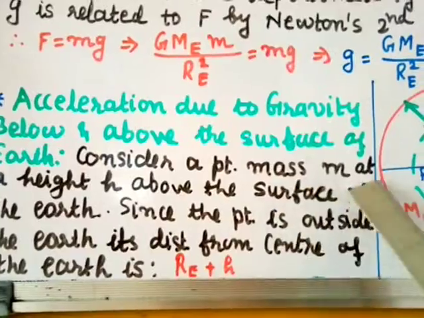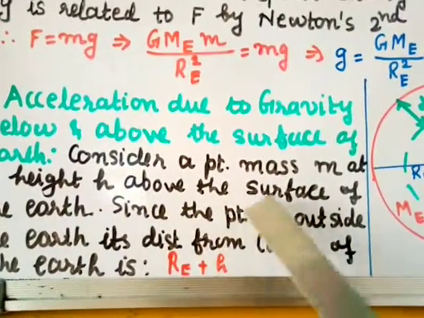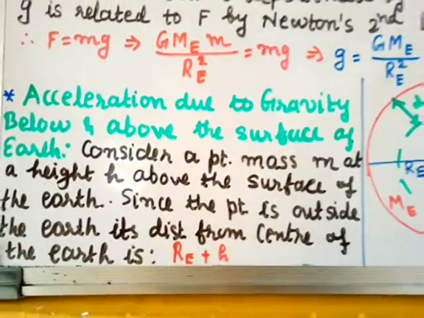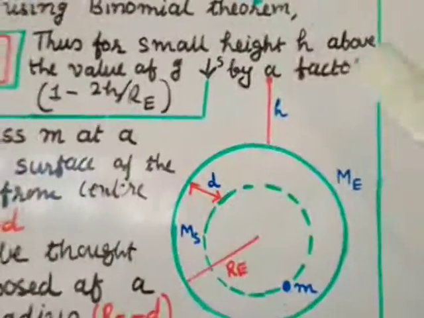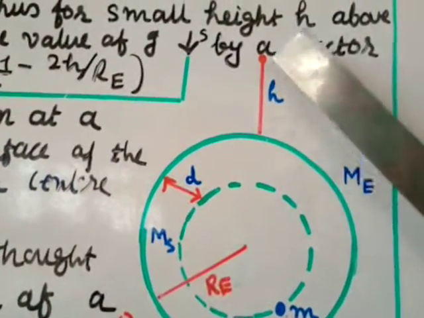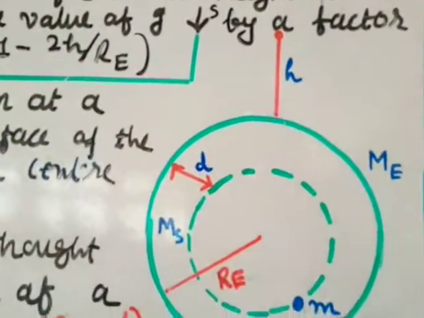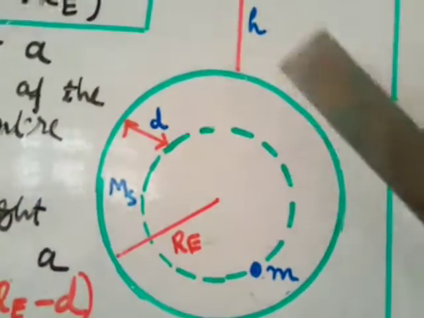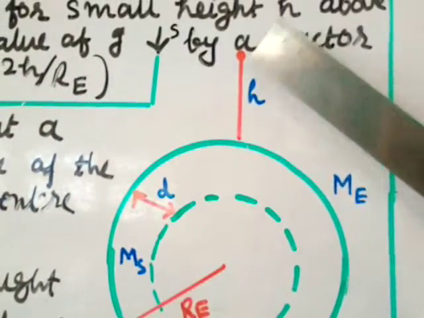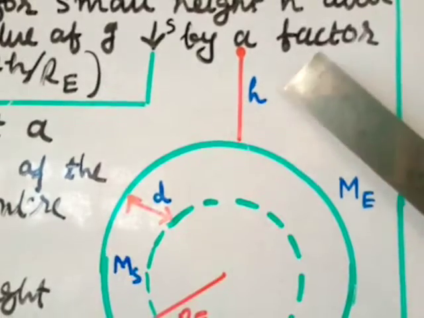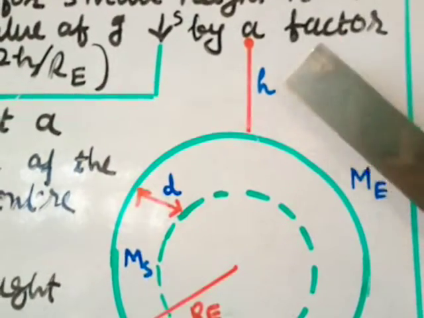Consider a point mass m at a height h above the surface of the earth. Now we take a point mass m at the height h from the surface of the earth. This is the surface of the earth, and there is a point mass m at the height h from the surface of the earth, that is this distance is h.